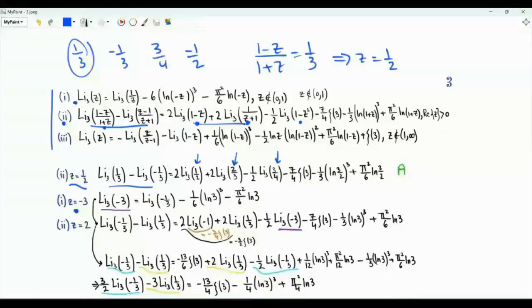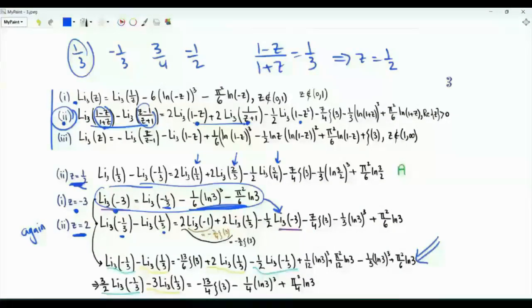The first identity with z equal to minus 3 allows us to express the trilogarithm of minus 3 in terms of the trilogarithm of minus 1 over 3. Let's make use of the second identity again. Rather than using z equal to 1/2, we use z equal to 2. In this case, this argument becomes minus 1 over 3, and this one becomes 1 over 3. On the right-hand side, we get the trilogarithm of minus 1, the trilogarithm of 1/3, and the trilogarithm of minus 3. We can use this relation here to replace this term by those constants and the trilogarithm of minus 1/3.